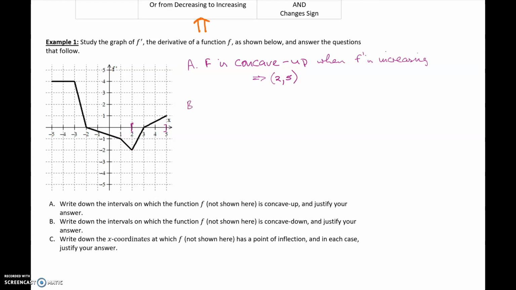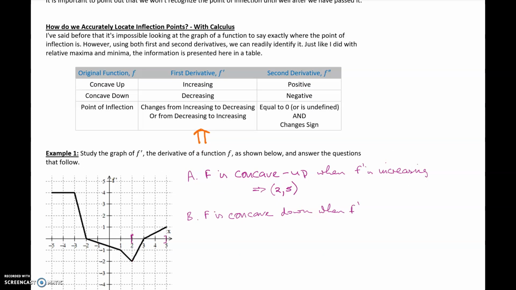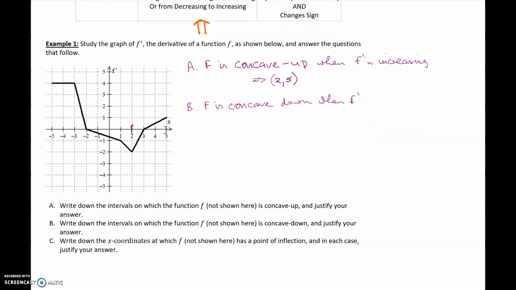The second question, if we look down below, write down the intervals in which the function f, which is not shown here, is concave down. So now you want f to be concave down. Okay, so f is concave down. Look it up in your chart. Where is f concave down? F is concave down when f prime is decreasing. So where is f prime decreasing?